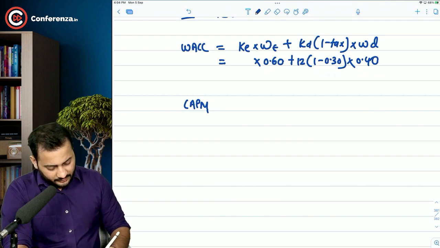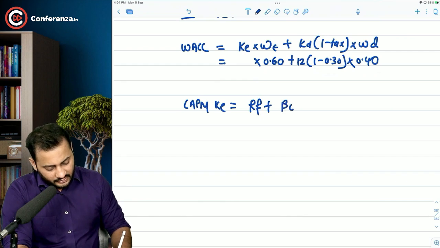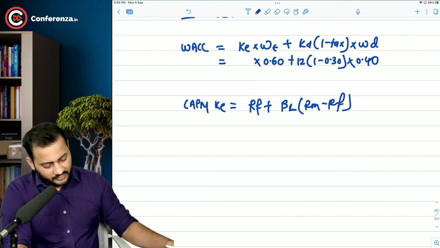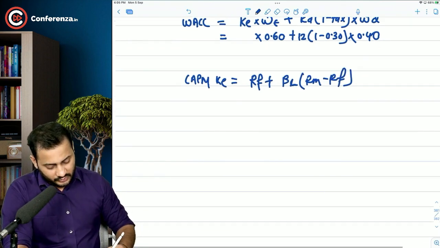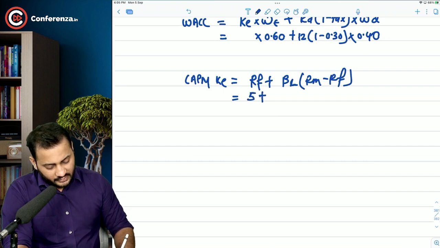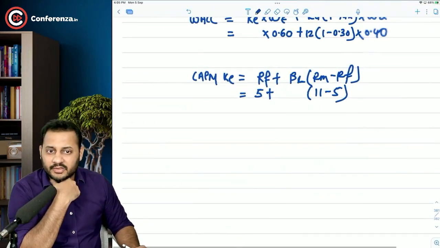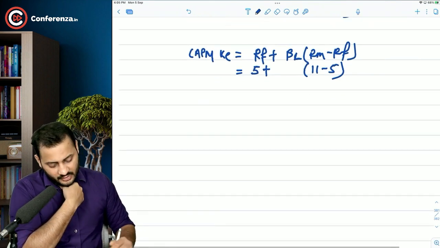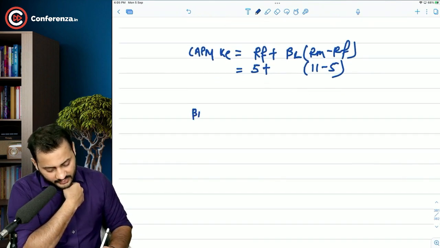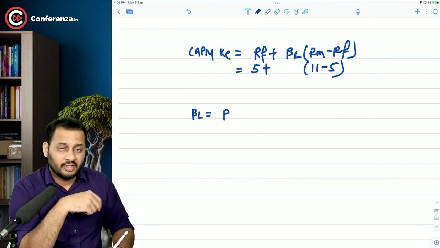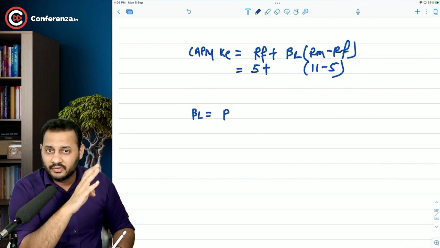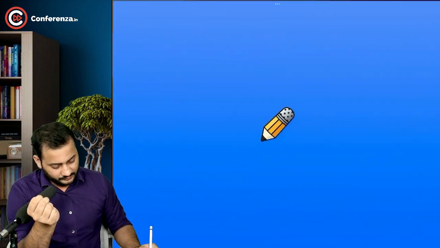So according to CAPM, if you want to calculate cost of equity, then risk-free rate of return plus beta of the levered company into (market return minus risk-free rate of return). You have gone through this concept. So what is the risk-free rate of return? 5%. We don't know the beta. 11 minus 5, if I am right. Yes. Market return is 11%. Risk-free return is 5. Now we need to calculate the levered beta, which is calculated according to the levered unlevered formula. Just a second.